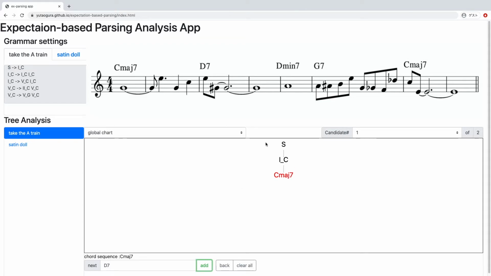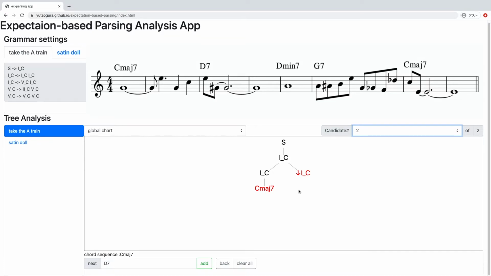On the other hand, the parser can also apply the second rule that has first degree of C on the first term of the right side. The tree structure with this rule applied is stored as candidate number 2. This is predicted to follow the category first degree of C major, which has the same function as C major 7.